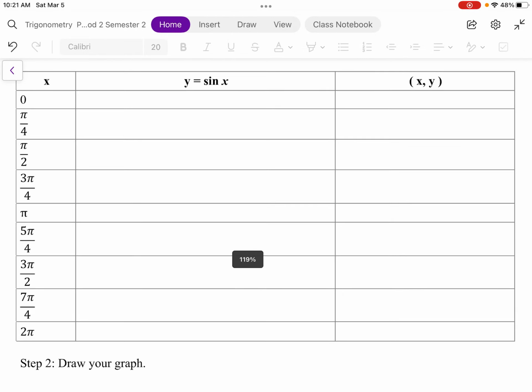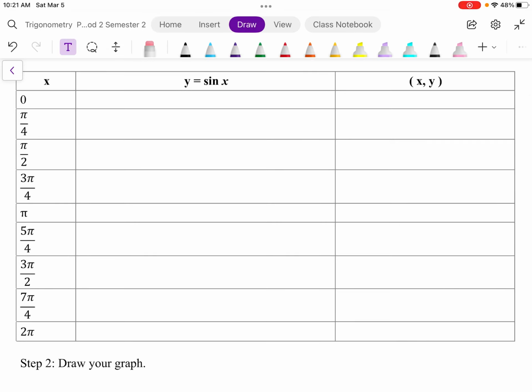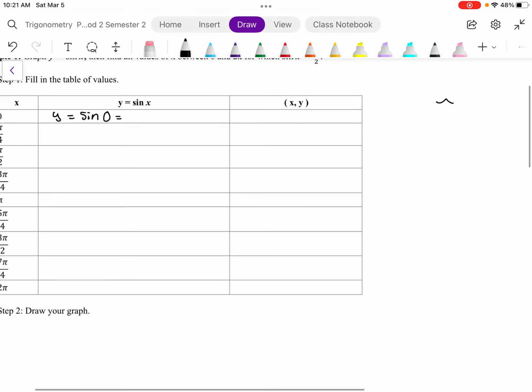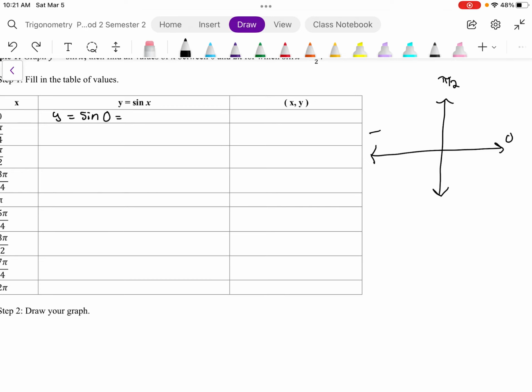So to start off with, we're going to fill in this table, and we're going to go from 0 to 2 pi, and they give us all of our x values. We're just going to solve for what y equals. And we're going to start with y equals the sine of 0. And a lot of these values we're going to get off of our unit circle. And remember, our unit circle goes from 0, pi over 2, to just pi here, 3 pi over 2, and then back to 2 pi. And each of these has a coordinate point that we use to find our sine and cosine.